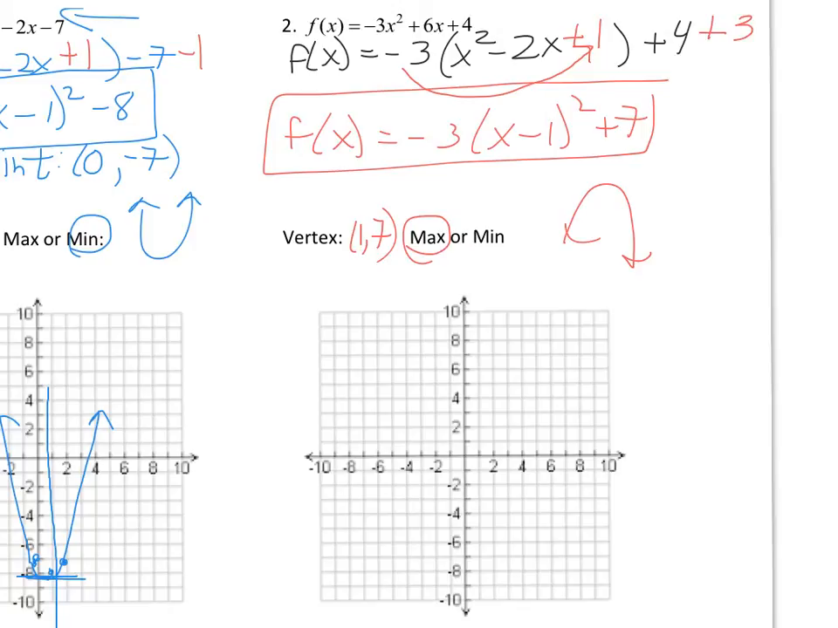And then for the additional point, again, the y-intercept is always the easiest. So the y-intercept for this guy, if I plug in 0 for the original, I get 4 back. A lot easier to graph. Okay, so here we go. Vertex is at 1, 7. Y-intercept is at 0, 4. And then again, that mirror image on the other side of the vertex gives me this guy.